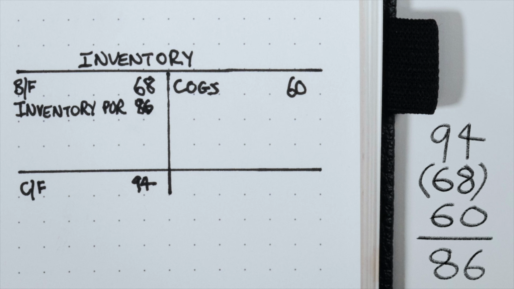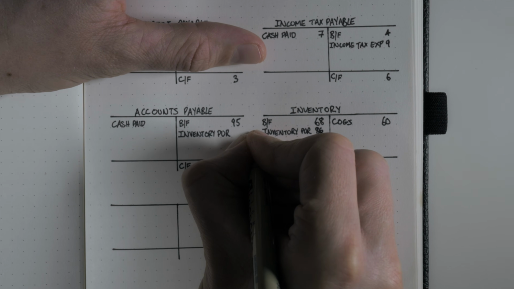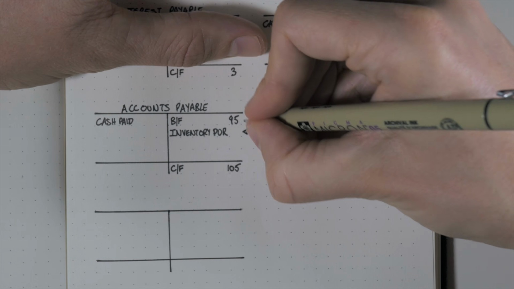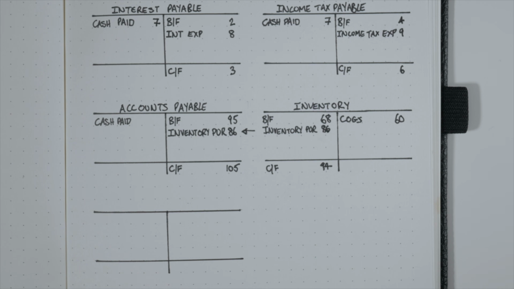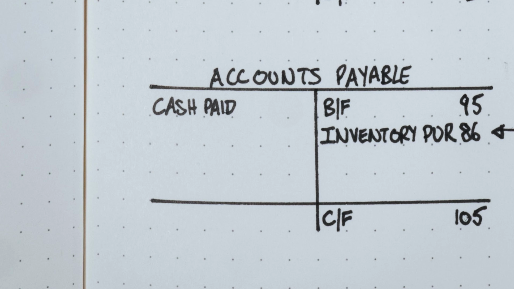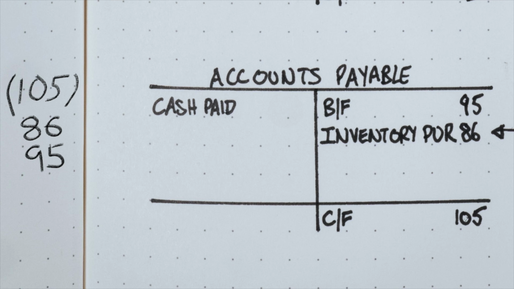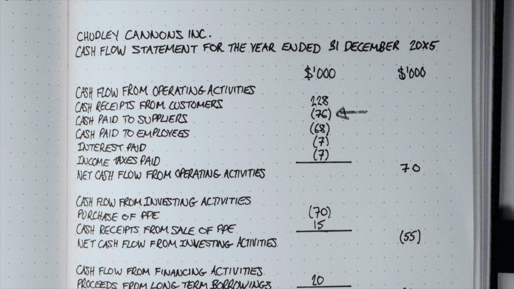You might have noticed already that it was inventory purchases that we were looking for in our accounts payable T account. So we can copy the 86 over to the credit side of accounts payable, because when we purchase inventory, we debit inventory to increase it and credit accounts payable to increase the amount that we owe to suppliers. Now that we've worked out that number, we're on the home straight to calculating cash paid to suppliers. Our closing balance of negative 105 less inventory purchases of 86 less our opening balance of 95 gives us cash paid to suppliers of 76, which goes on the debit side of the accounts payable T account and ties back to our cash flow statement.